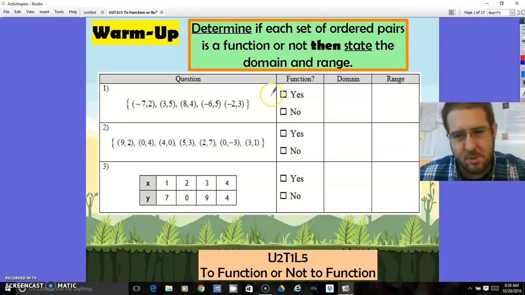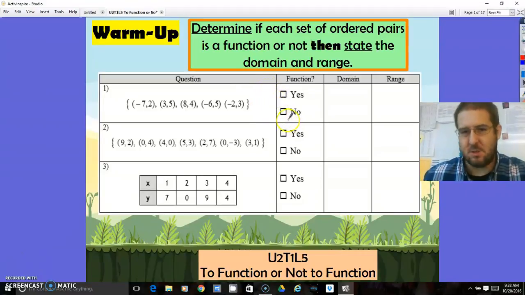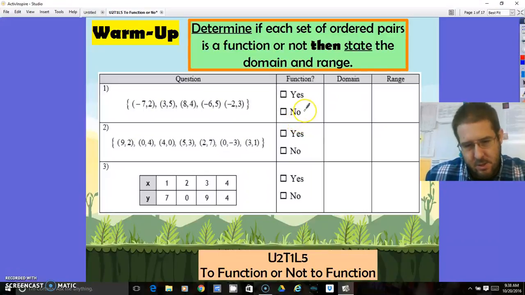All right, lesson 5 of Unit 2, Topic 1, and this lesson is about functions, determining if something is a function or not, and it's also going to look more into domains and ranges. So this warm-up is exactly just that. So let's determine what is the domain and what is the range.